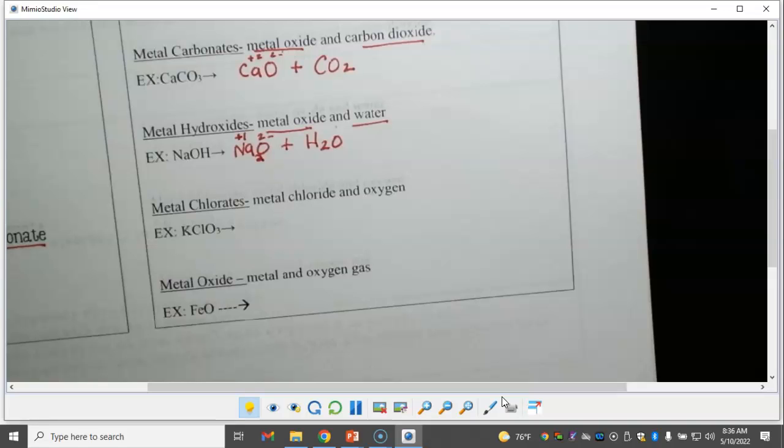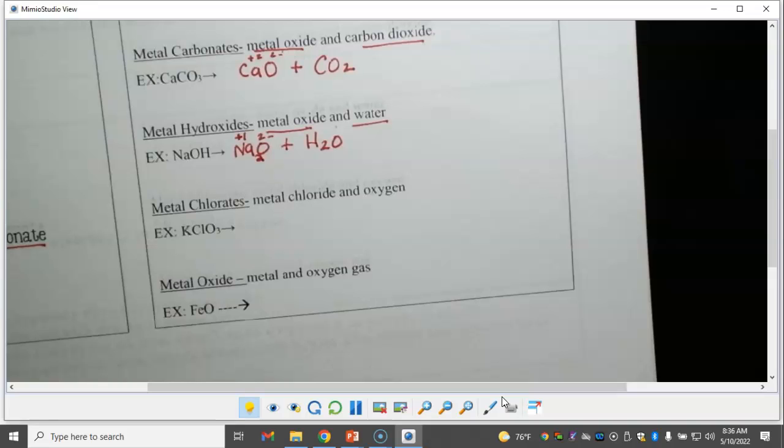I identify my single element. Is he a metal or is he a non-metal? Non-metal. So he's going to look to replace the anion. Okay? So I have to look at my activity series. Is bromine above chlorine in my activity series? So is bromine above chlorine? No. If that happens, all we say is no reaction. Can't happen.